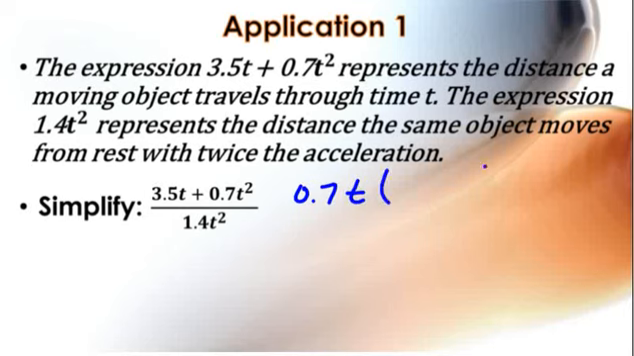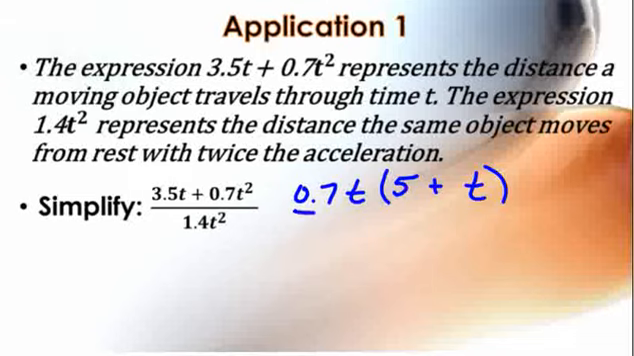And what do we have left? If we think about 3.5 divided by 0.7, we can't divide by a decimal, so we need to multiply by the power of 10. So it's really 35 divided by 7, which will give us 5. And then 0.7 divided by 0.7, we're just going to have a t left over because we have a t squared divided by a t.